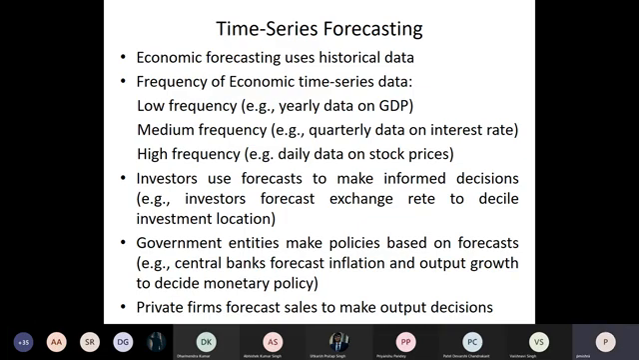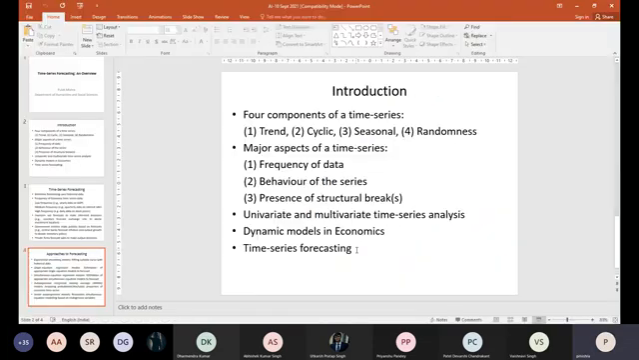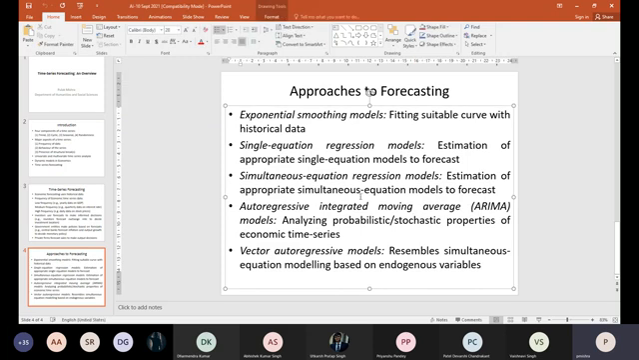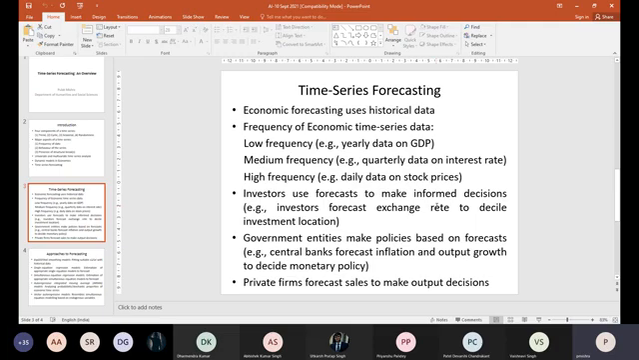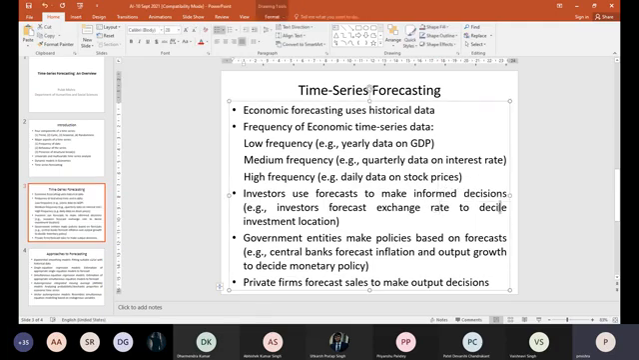But what is very important here for investors is to forecast correctly for the future, so that the investment decisions can be made accordingly. Like here I have given one example, like forecasting exchange rate. Sorry, there is a spelling error. I'll correct it later and I'll send it to you. Forecasting exchange rate to decide investment locations.